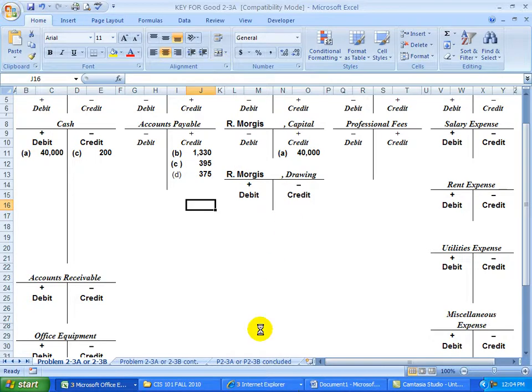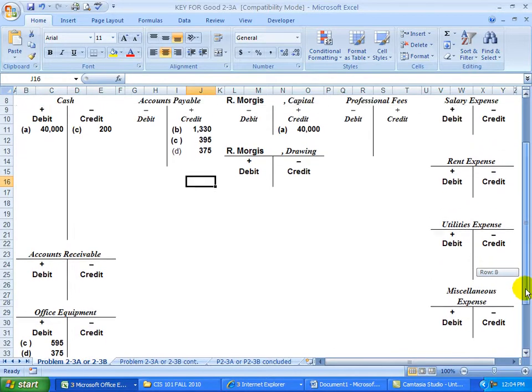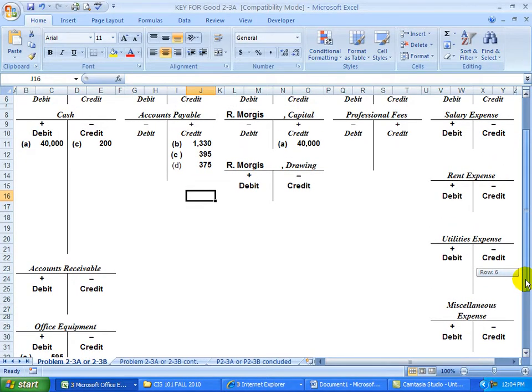Looking at letter E, we received and paid the telephone bill. So if we paid the telephone bill, as you look at your expenses, there is no telephone expense in this particular problem. So we're going to have to put it in the utilities expense column. And this is an increase now of $155.